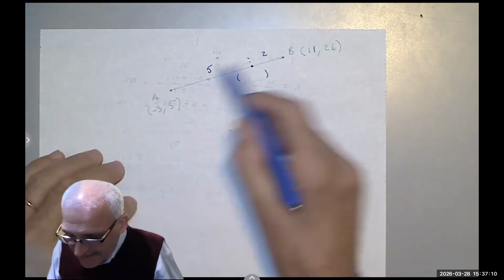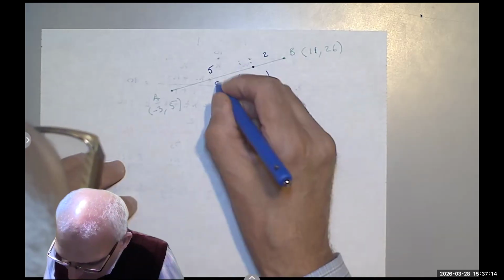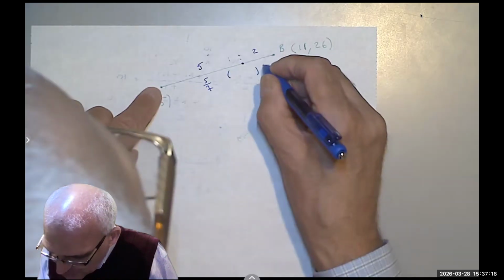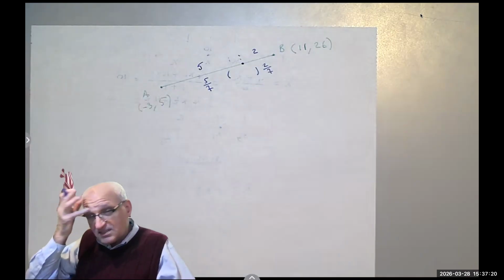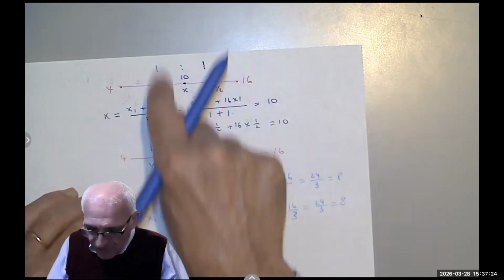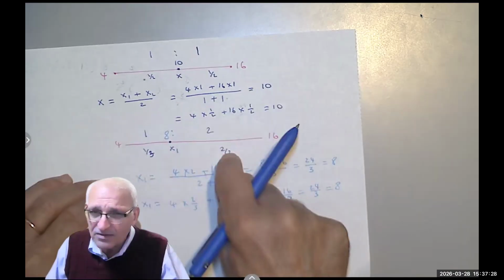Notice that since they add up to 7, I can say I want this to be 5/7 of the total distance, and this is 2/7 of the total distance. It's the same thing. Like here, 1 plus 1 was 2, so I said 1/2 and 1/2. 1 plus 2 is 3, so I said 1/3 and 2/3. It's just very simple, right?